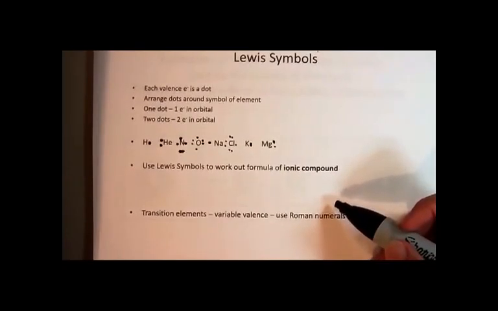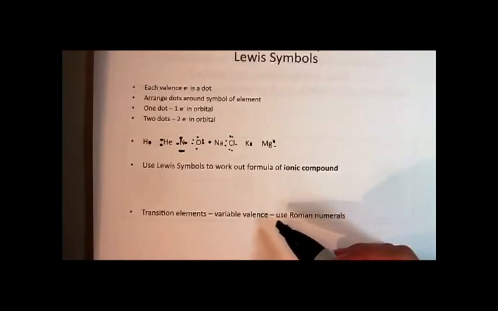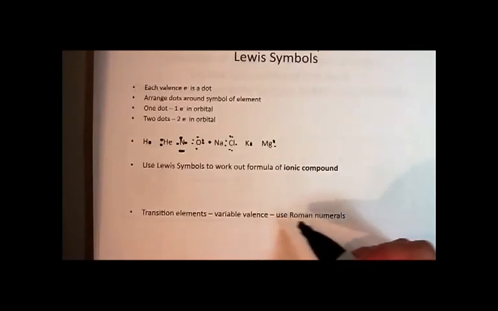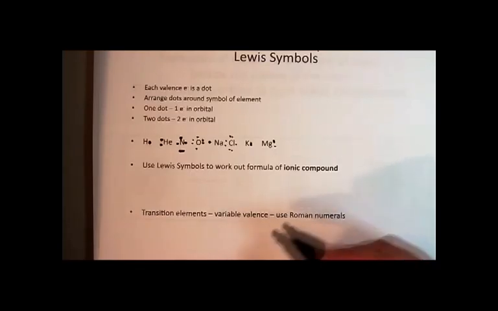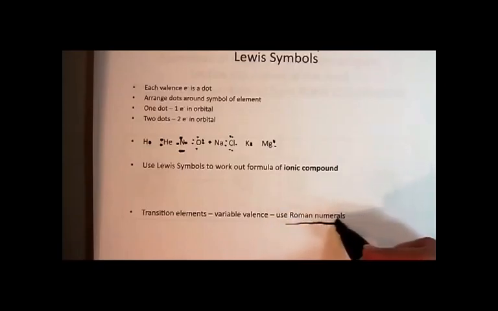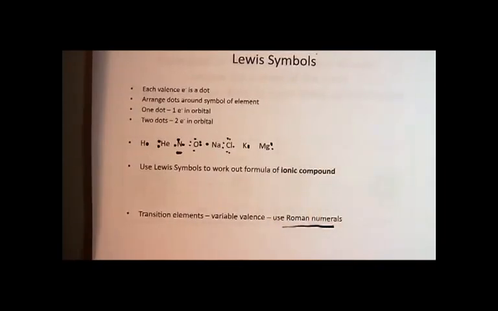I just want to tell you one more thing for transition elements. They have variable valence. So in order to indicate the type of charge on those particular elements and those particular compounds, you have to use Roman numerals. And you will see examples of that as we move along.